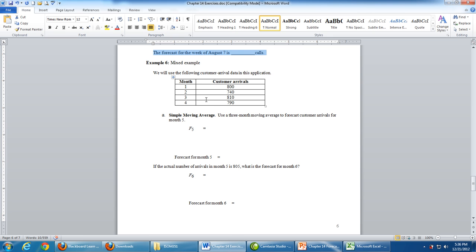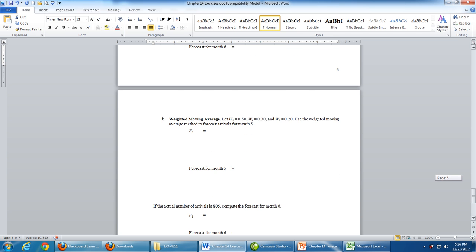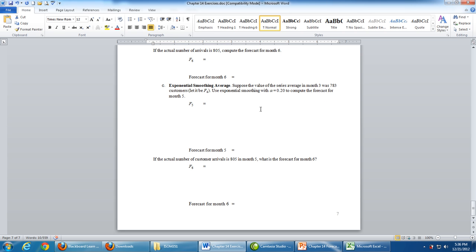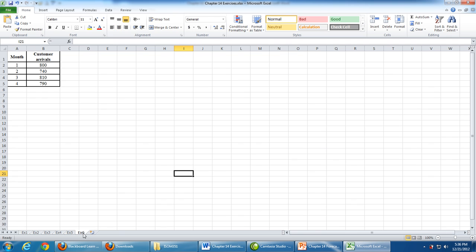We are interested to find out moving average, and the real demand of month 5 is 805. And we are also interested to find weighted moving average 0.5, 0.3, 0.2. We are also interested to find exponential smoothing with the starting week 4 forecast 784 with alpha 0.2. So first we're going to plug in 805, so we have week 5 as 805.